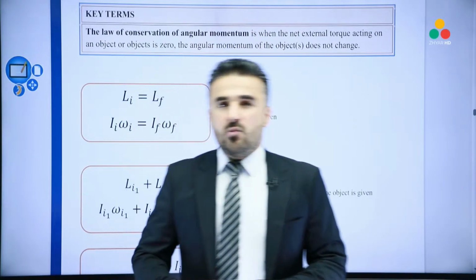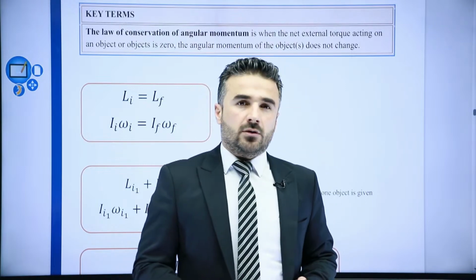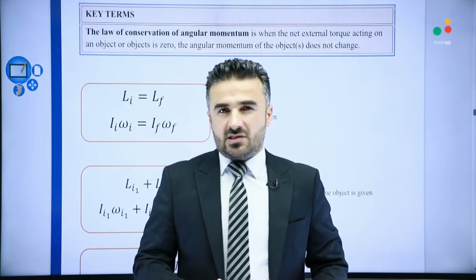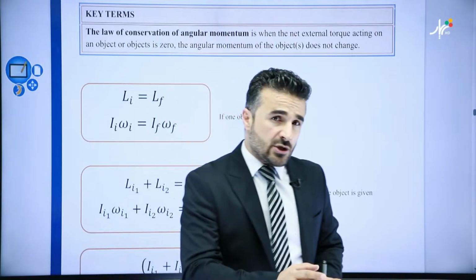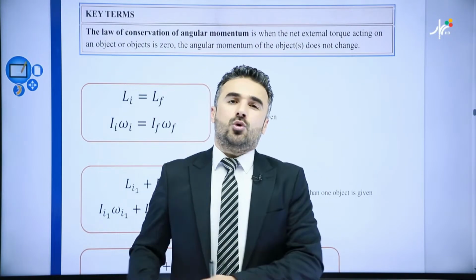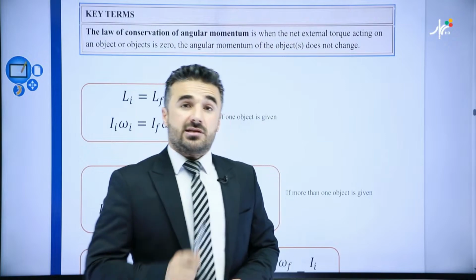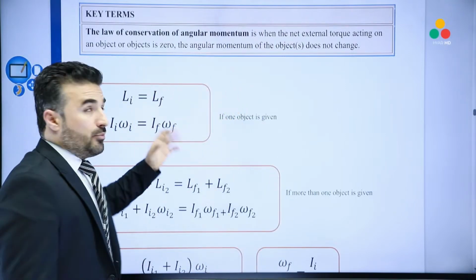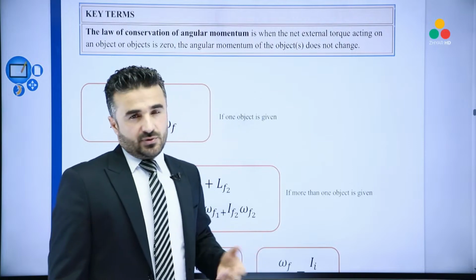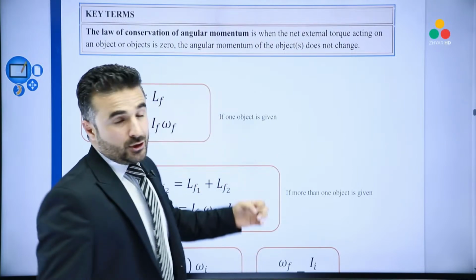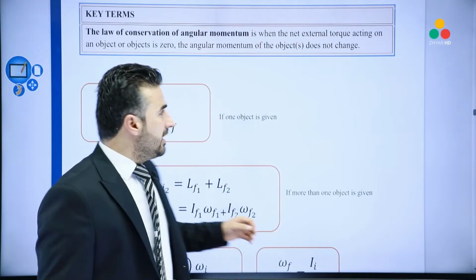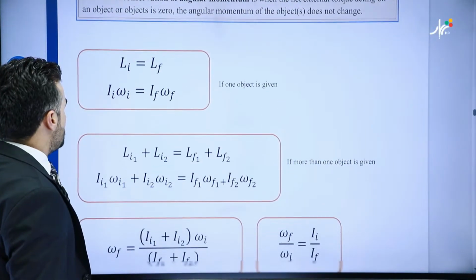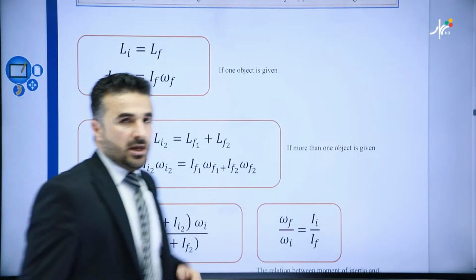So you might be asked, when will the angular momentum be conserved? Your response should be this: the angular momentum will be conserved if the net torque acting on the object is zero. If not, then of course it will not be conserved. By the way, sometimes we have more than one object, so you can say if the net torque acting on the object or objects is zero, the angular momentum of that object or the objects in general will be conserved.